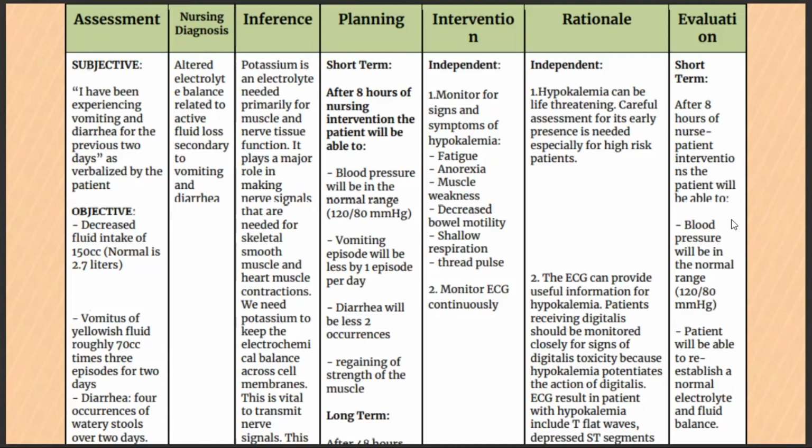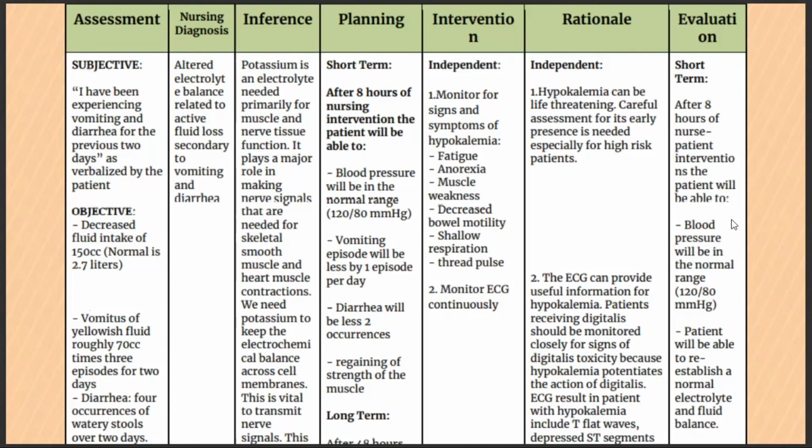So for the planning, the short term goal is after 8 hours of nursing intervention, the patient will be able to normalize the blood pressure, which is 120 over 80. The vomiting episode will be less, 1 episode per day. Diarrhea will be less, 2 occurrences, and regaining of muscle strength.